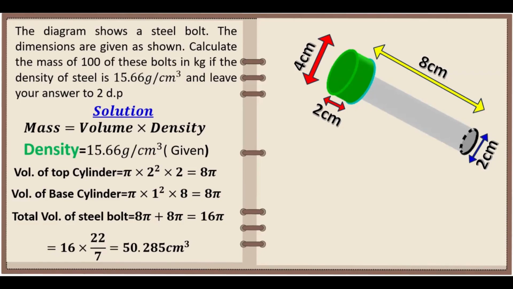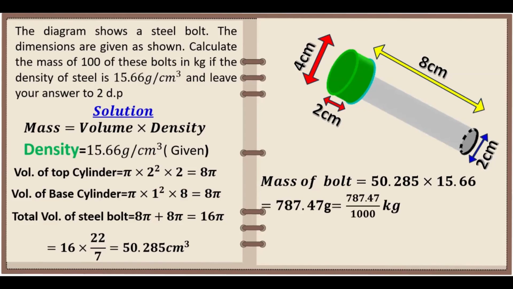So that will give us 16 times 22/7, and that gives us 50.285 cubic centimeters. Now, the mass of the boat, as we said before, is volume times density. And now we've got volume to be 50.285 cubic centimeters. We multiply this by the density, which is 15.66, and this gives us 787.47 grams. But we are required to change this to kilograms. So we divide this answer by 1,000 to change it from grams to kilograms, and that gives us 0.78747 kilograms. Now, this is the mass of one steel boat.